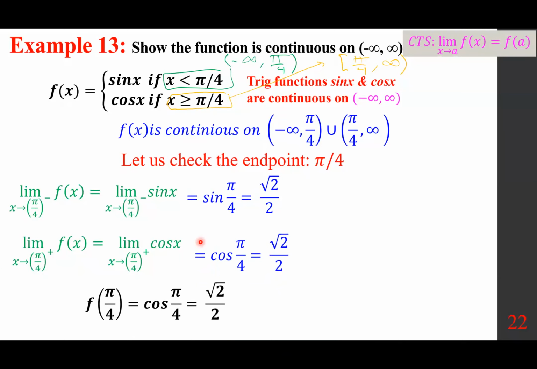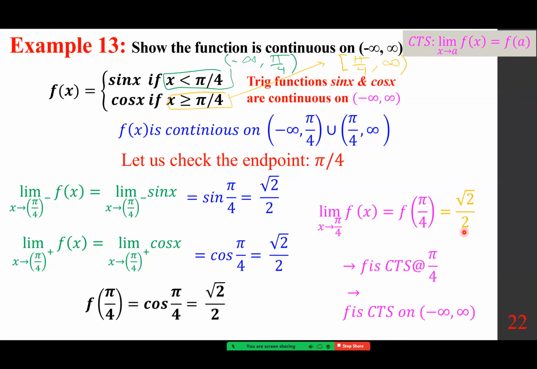Now, we also know f of pi over 4 is cosine of pi over 4. Why is that? Because the equality is where it's going to give us the functional value. So the functional value is also square root of 2 over 2. This says the limit exists, and this says f of pi over 4 is square root of 2 over 2. We just proved the limit and the functional value are both the same. Therefore, f is continuous at pi over 4. If it is continuous at pi over 4 and it's continuous everywhere else, then it must be continuous from negative to positive infinity.